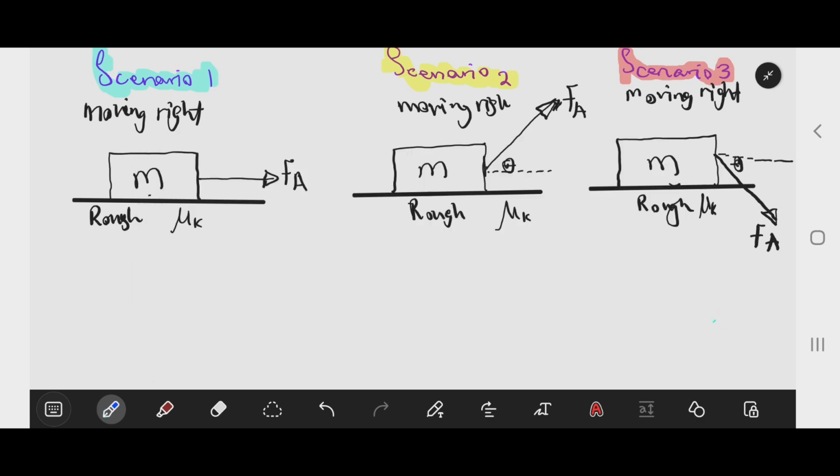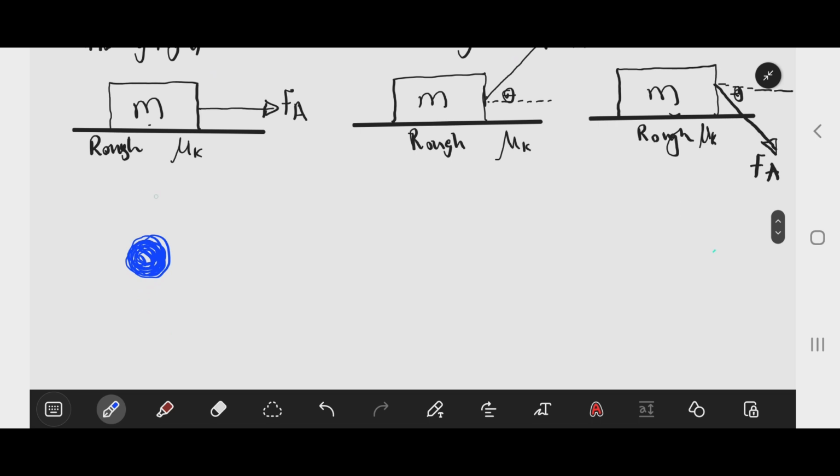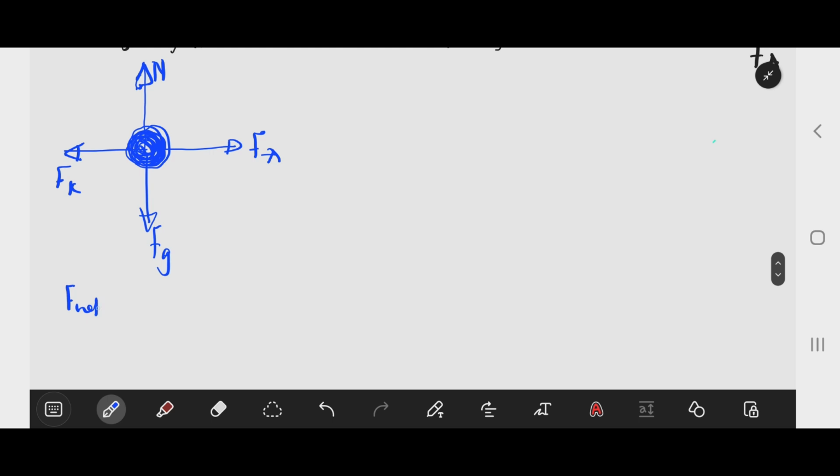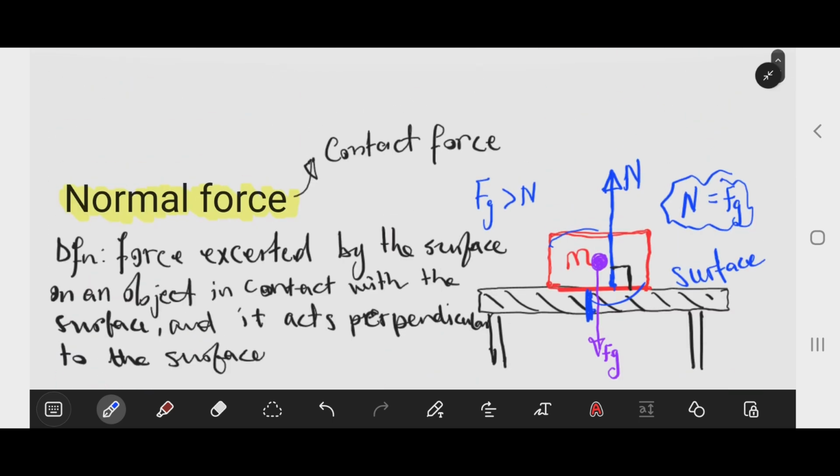Okay, so now the free body diagram for this object would be gravitational force, normal force upward, applied force, and kinetic friction. So how do you calculate your normal force in this case? You calculate your normal force with F net in the y axis. But remember our steps of analysis that we used.